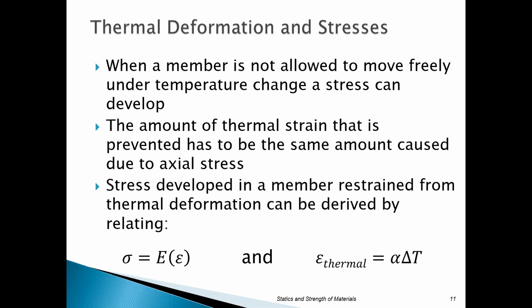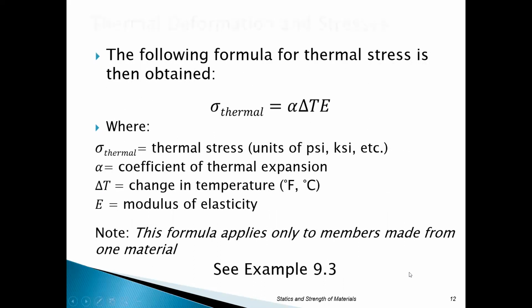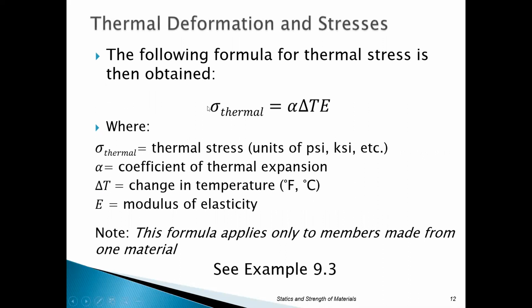The stress developed in a member restrained from thermal deformation can be defined by relating your general equations for stress and strain and thermal. We know that modulus of elasticity is stress divided by strain. So you can rewrite that so that stress is equal to E times strain. And we also know that thermal strain is alpha delta T. So essentially we can substitute one into the other. By substituting the thermal strain equation in, we get thermal stress. Notice that thermal stress can be related as alpha delta T E.